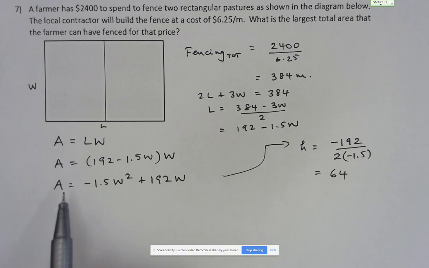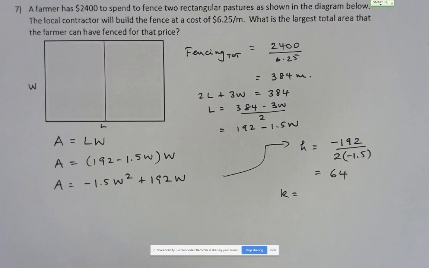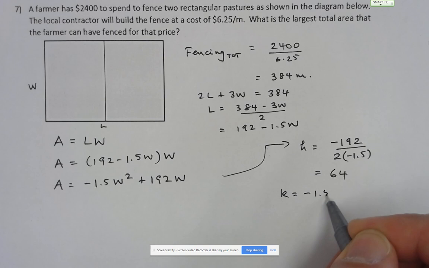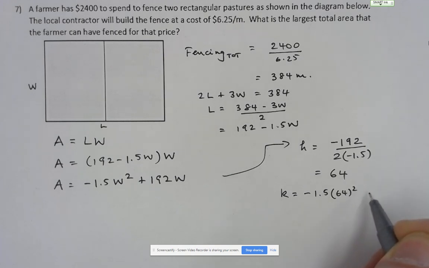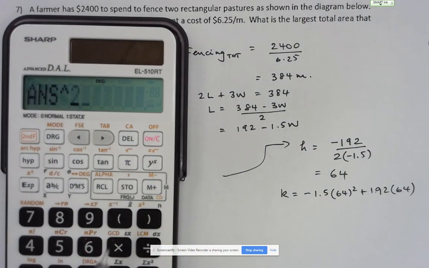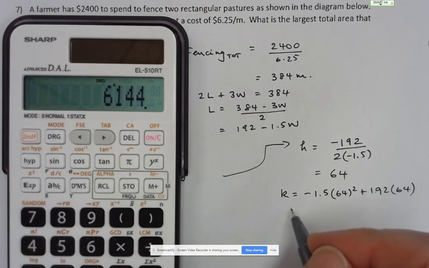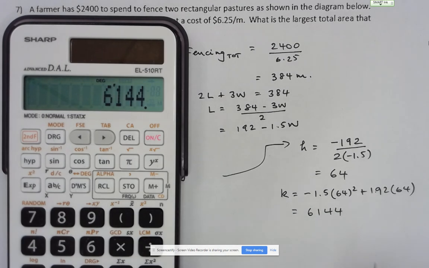What I'm looking for is the maximum area. So I'm actually looking for the k value of the vertex, the y value of the vertex. So I would just input this into the equation. So negative 1.5 times 64 squared plus 192 times 64. And let's calculate that. So we've got 64 squared, times negative 1.5, and then plus 192 times 64, and we've got 6144, and since it's area, it's meters squared.